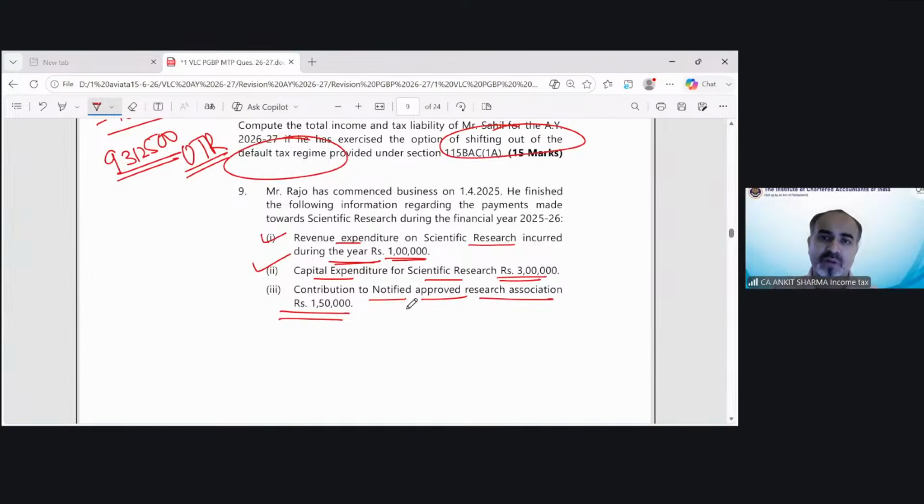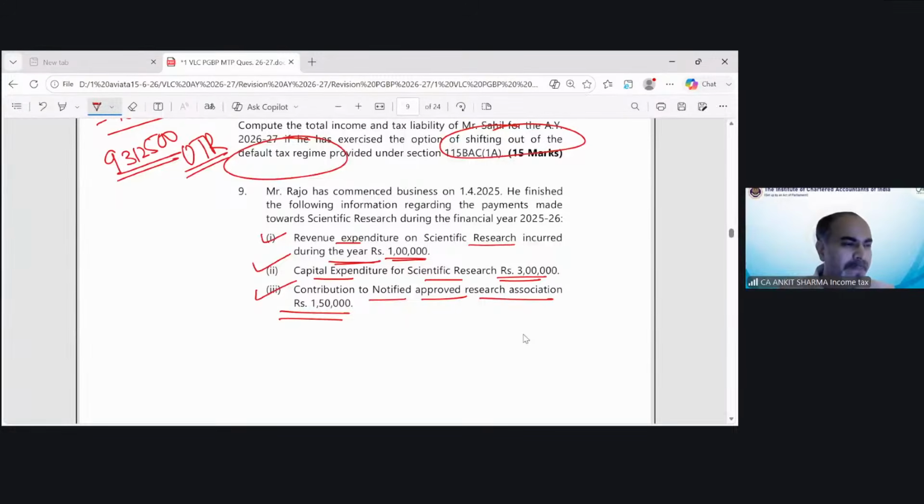Allowed or disallowed? Yes, it is in-house, Lakshmi. That's why it was allowed. Point number 2 we are talking about. Chalo, Abhimanyu allowed, Varna allowed. You are saying it is allowed. So contribution to notified approved research association, allowed.